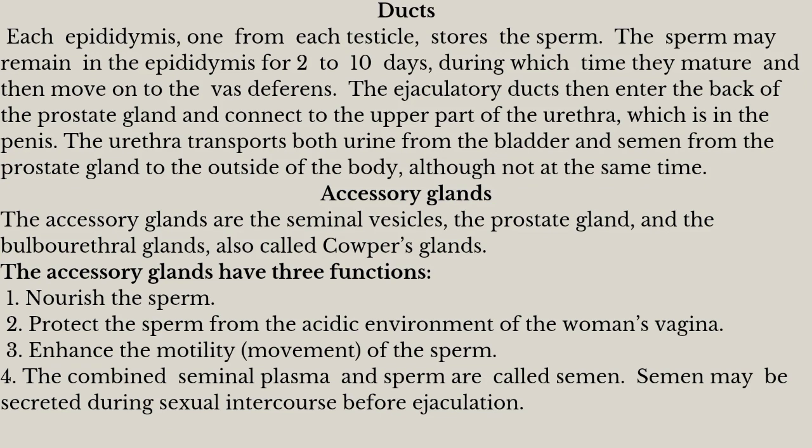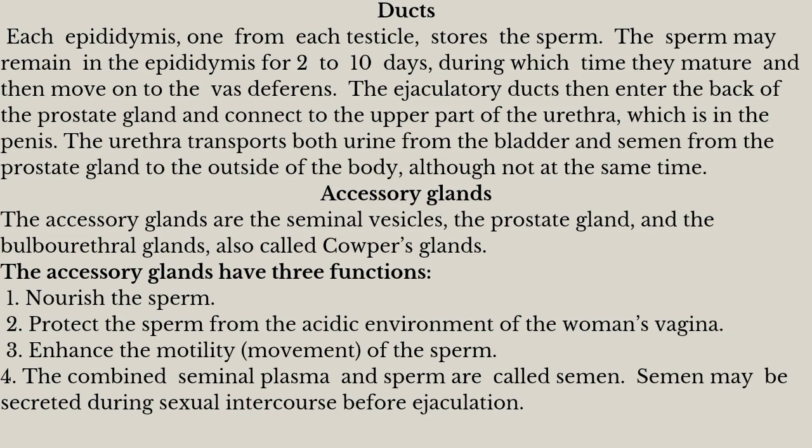Each epididymis, one from each testicle, stores the sperm. The sperm may remain in the epididymis for 2 to 10 days, during which time they mature and then move on to the vas deferens. The ejaculatory ducts then enter the back of the prostate gland and connect to the upper part of the urethra, which is in the penis. The urethra transports both urine from the bladder and semen from the prostate gland to the outside of the body, although not at the same time.